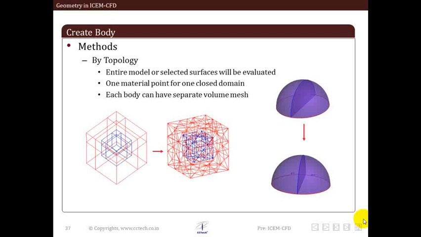The figure shown in the slide consists of a cube inside a cube and the other one is a hemisphere. In either case, if the entire model method is chosen or if all the surfaces are selected with the selected surface method, two bodies will be created from the two closed volumes. Each body can then have a separate volume meshed if needed. In case of complicated geometries, we suggest the other option, that is by material point.